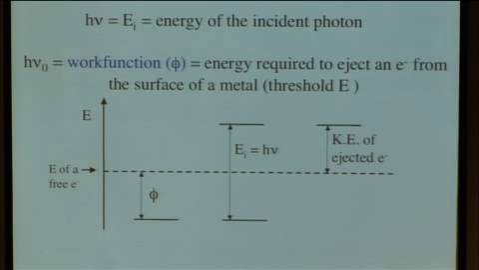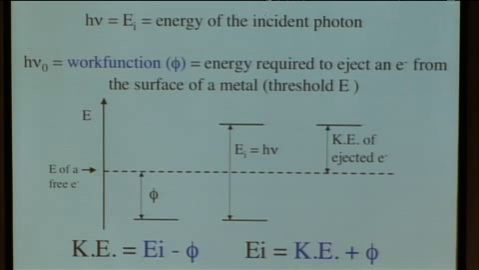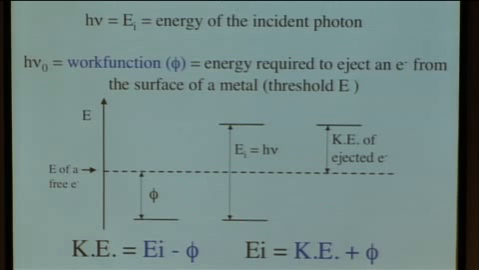And what we have left over is this amount of energy here, which is going to be the kinetic energy of the ejected electron. So we can rewrite our equation in two ways. One is just in terms of energy, where our kinetic energy is equal to the total energy going in, the initial energy, minus the energy of the work function. We can also rearrange it if we want to find the initial energy: the initial energy is equal to the kinetic energy plus the work function.